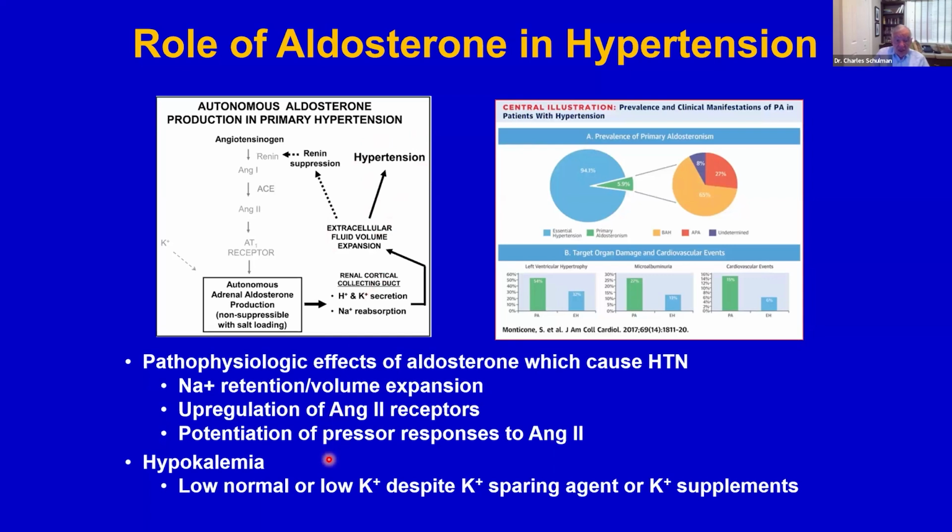One clue to hyperaldosteronism is hypokalemia, either a low normal or a low potassium, even despite a potassium sparing agent or potassium supplements. But people can have hyperaldosteronism with normal potassium, so that's not exclusive.